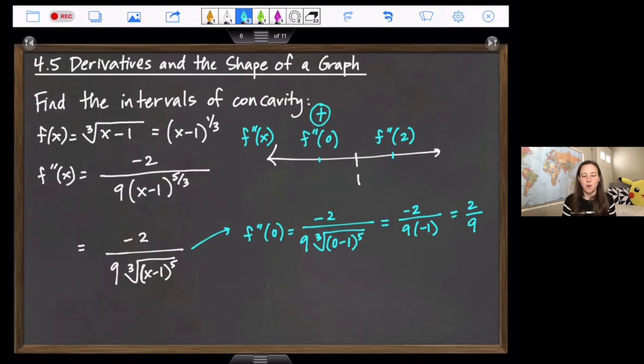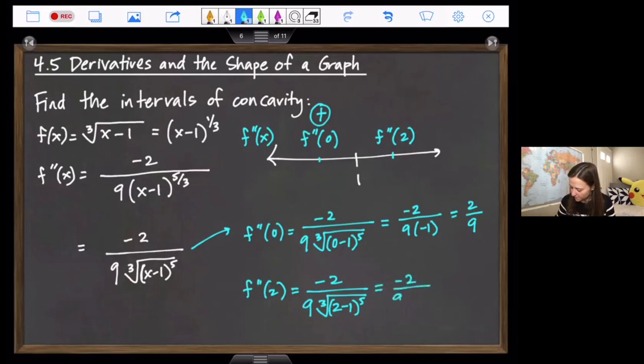Then I'll find f double prime of 2. Okay, we've got a negative 2 on top, a 9, cube root of (2 minus 1) to the 5th. Again, just some mental arithmetic because it's pretty easy. 2 minus 1 is 1. 1 to the 5th is 1. Cube root of 1 is 1. So again, we've got a 1 down there, but this time it's a positive 1. So negative 2 over 9 times 1. I get a negative number this time. So there's a negative answer for f double prime of 2.